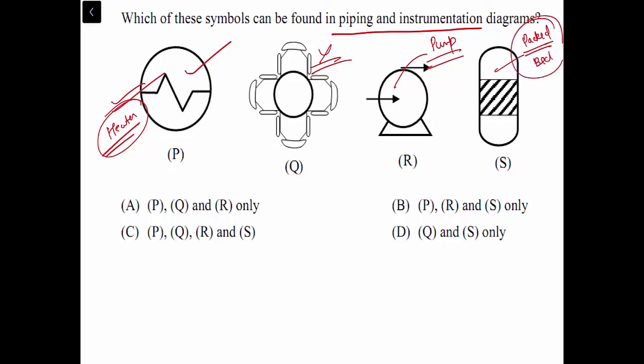So these are frequently encountered piping and instrumentation diagram symbols in the chemical technology subject also. If you have seen those flow sheets, you can easily give the answer and you can get 2 marks, very easy question. So which option? P, R, S. So just check where it is, option B, P, R and S. Thank you.